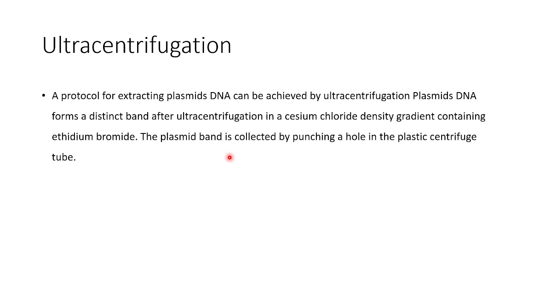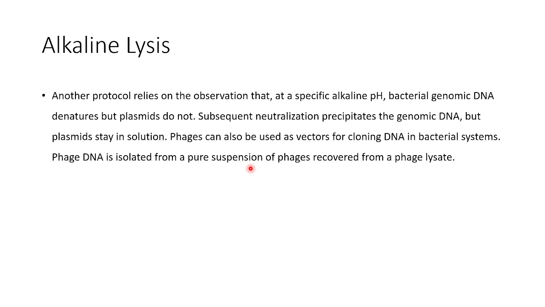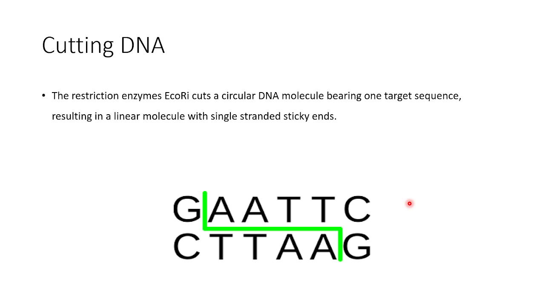Now, the protocol for extracting the plasmid DNA can be achieved by ultracentrifugation, and this forms distinct bands in a density gradient containing ethidium bromide. The plasmid band is collected by punching a hole in the plastic centrifuge tube. And then you go for an alkaline lysis. At a specific alkaline pH the bacterial genomic DNA denatures, but plasmids do not, and upon neutralization the genomic DNA precipitates out, whereas the plasmid stays in solution. Then you can isolate it using a silica column.